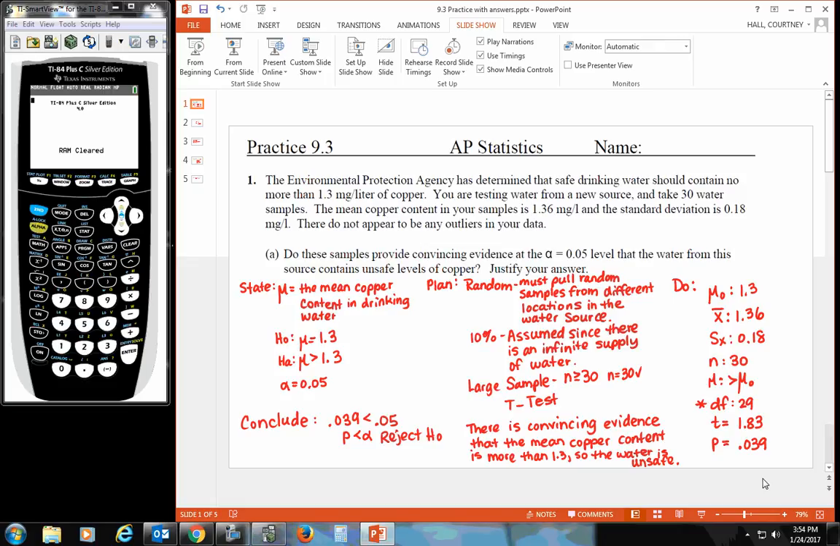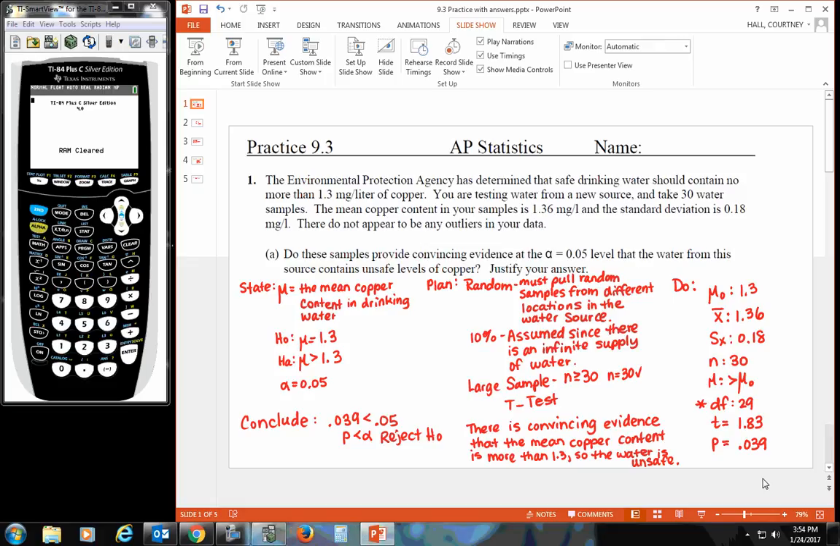A, do these samples provide convincing evidence at the alpha 0.05 or 5% level that the water from the source contains unsafe levels of copper? Justify your answer. So we need to go ahead and do a whole test of significance, and we are going to be working with a t-test because we have a sample standard deviation. We do not have a population standard deviation, okay?